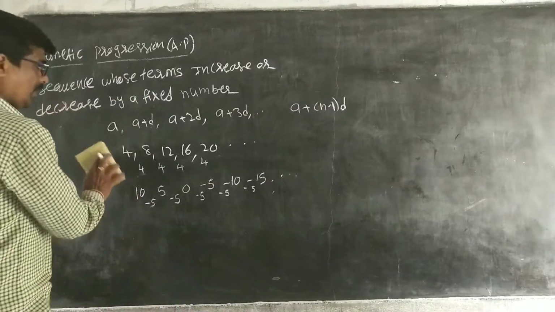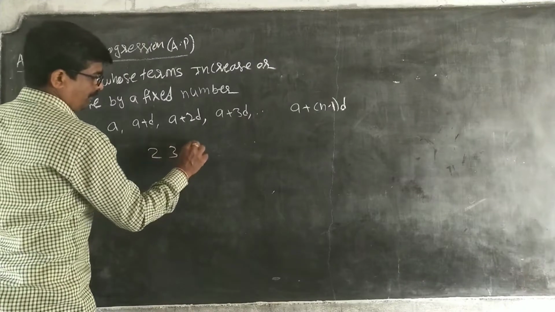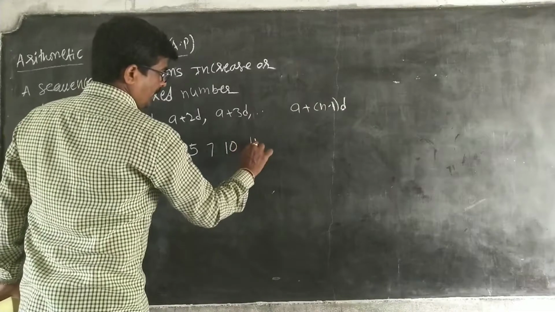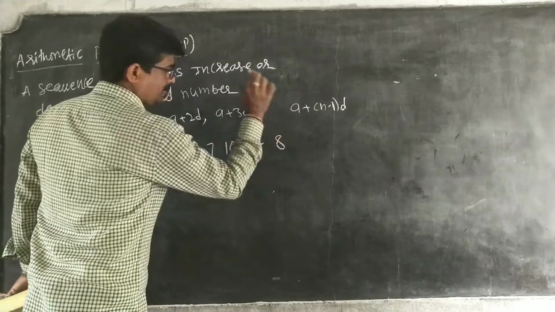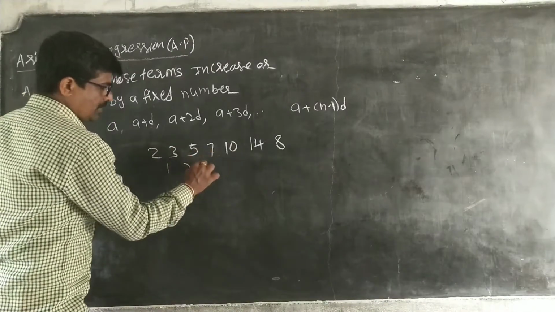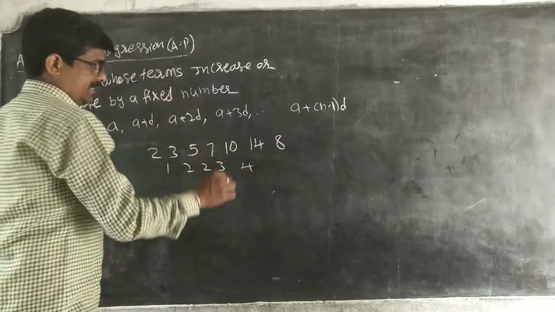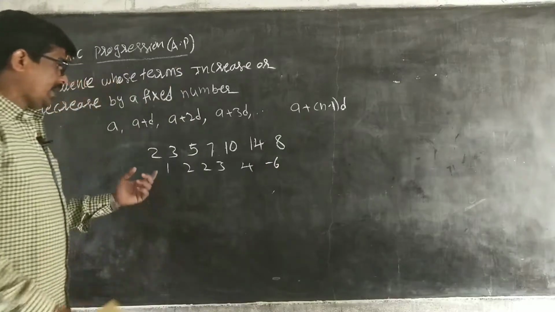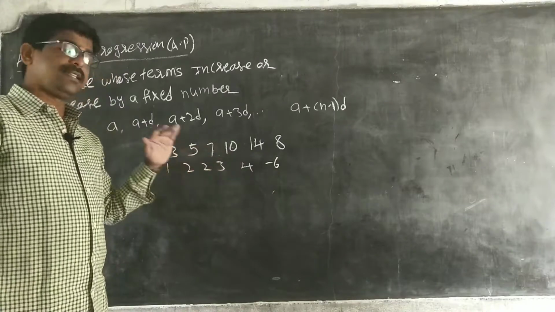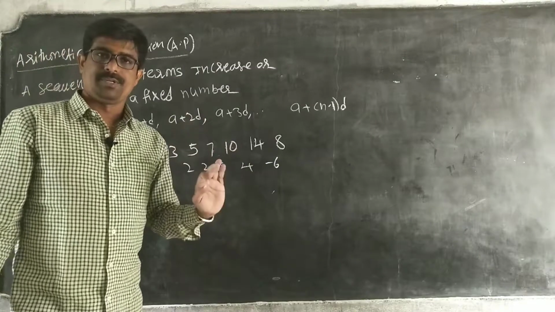Again one example I am showing: 2, 3, 5, 7, 10, 14 and 8. Here the difference is 1, here 2, here 2, here 3, here 4, here minus 6. So it is not a fixed number. This is not an AP, not an arithmetic progression.